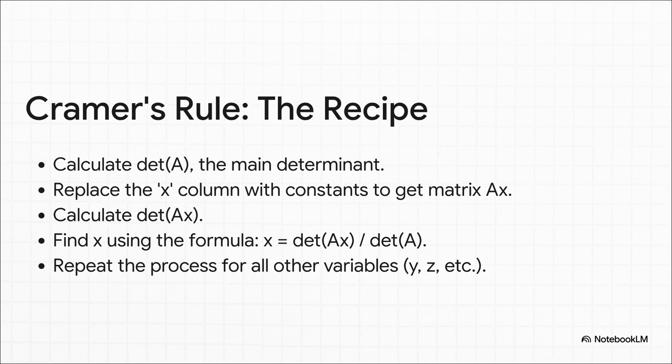Step 1, you find the determinant of your main coefficient matrix, A. We'll call that the main determinant. Step 2, to find, say, the value of x, you make a new matrix. You do this by taking that original A matrix and swapping out the x column with the numbers from your B matrix. Then you find the determinant of that new matrix. And the answer for x is just the new determinant divided by the main one. You just do that same thing again for y, and you're done.